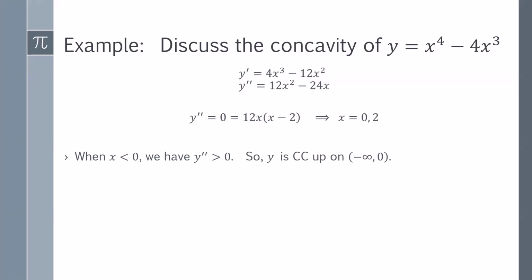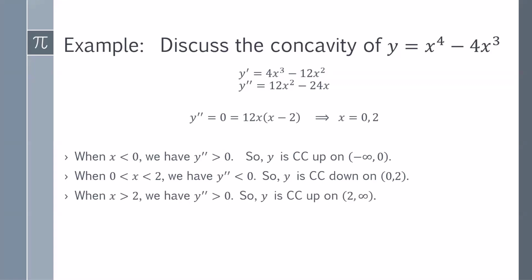When x is less than 0, we can see that y double prime is greater than 0. So y is concave up on negative infinity to 0. When x is between 0 and 2, y double prime is less than 0. So y is concave down on 0, 2. Finally, when x is greater than 2, y double prime is greater than 0. So y is concave up on the interval 2 to infinity.